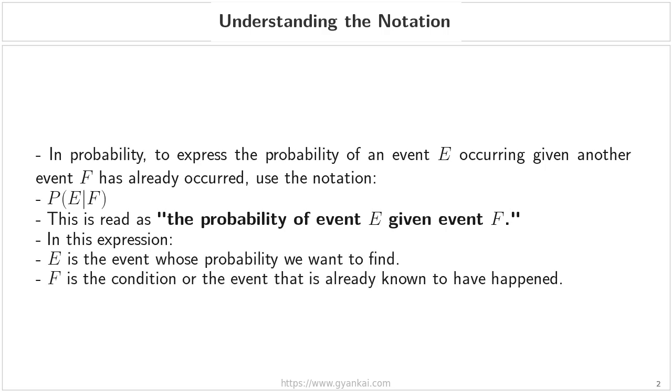To make sure we are using this correctly, let's break down the components of this expression. The first part, E, represents the specific event whose probability we are trying to calculate. The second part, F, represents our condition. It is the event that we already know has happened, which effectively shrinks our focus. As we will see in the next slide, understanding this distinction is crucial for deriving the actual formula we'll be using to solve problems. Now that we have the intuitive idea of a reduced sample space from our previous discussion, let's move on to slide 2 to learn how we actually write this down in mathematics.